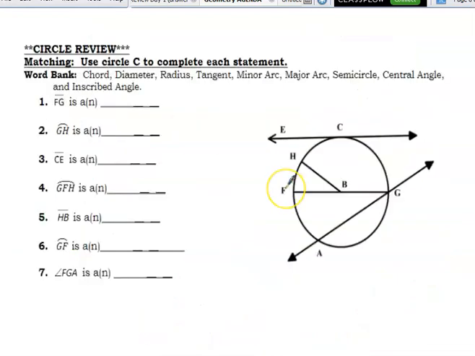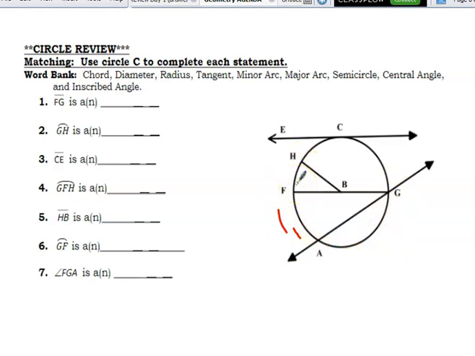FG, different types. FG, F to G is the diameter. GH, G to H, holy cow. So GH would be a minor arc because that is less than 180. CE, so CE is the tangent. That's the line outside. GFH, holy cow, that's more than 180. So that is a major arc.